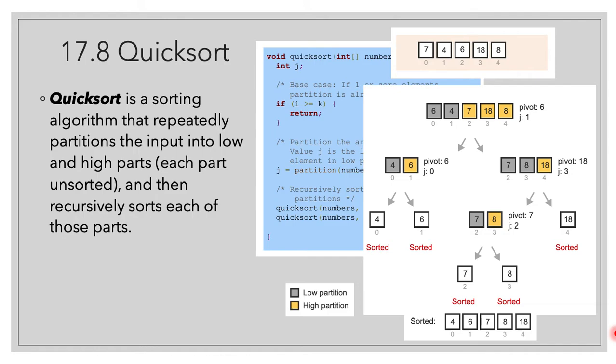So the pivot point could be any value in between. In this case 6, 7, 6, 18.